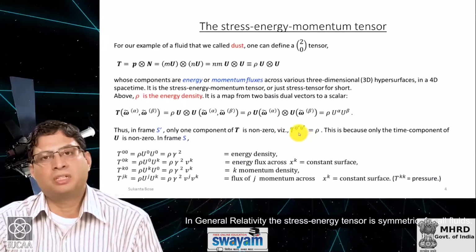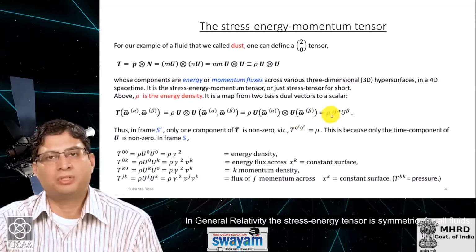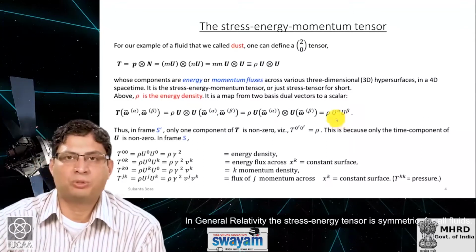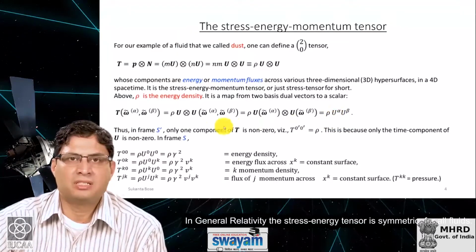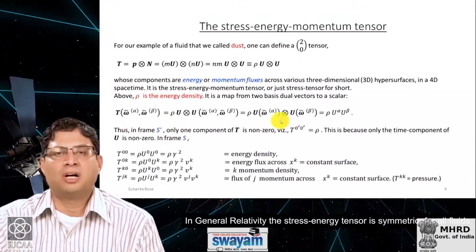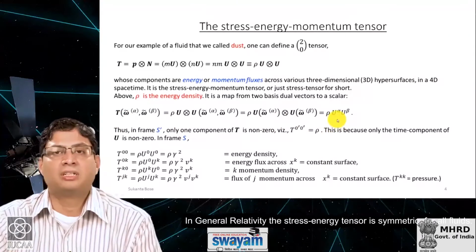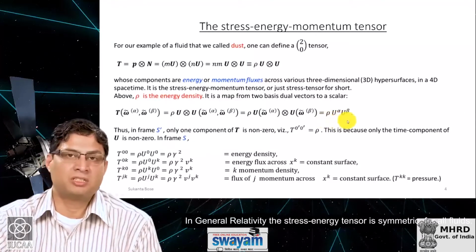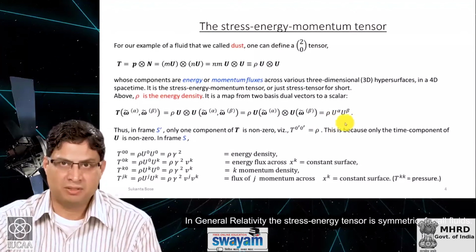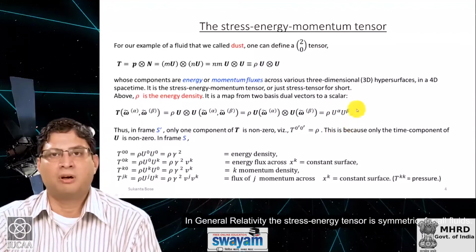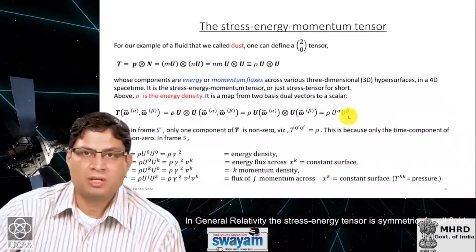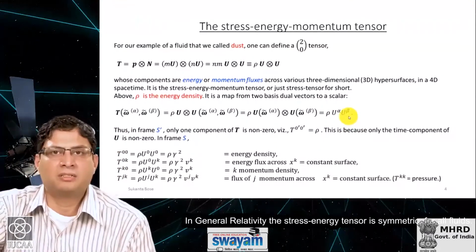Well, each of these indices can take 4 values, so 16 in general, but as an assignment I will ask you to show that this tensor, the stress energy tensor, for a perfect fluid at least, is symmetric. Dust is a special example of a perfect fluid, and in this case it is manifestly symmetric under the interchange of alpha and beta, but this symmetry property extends to more general fluids than just dust.